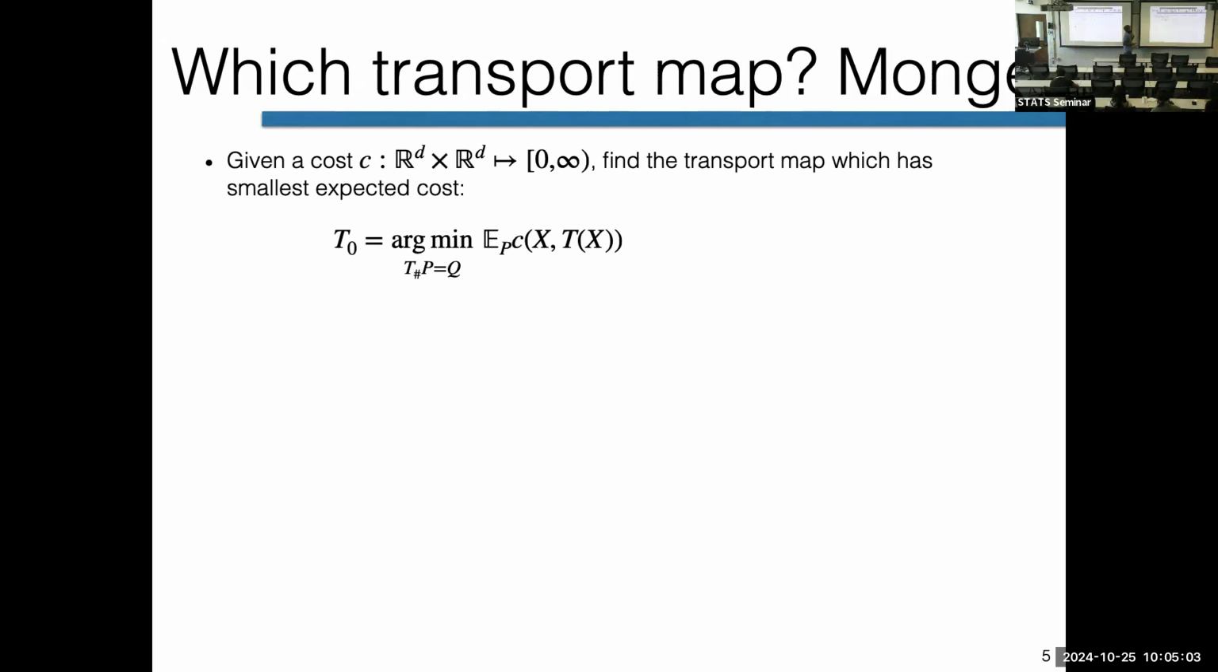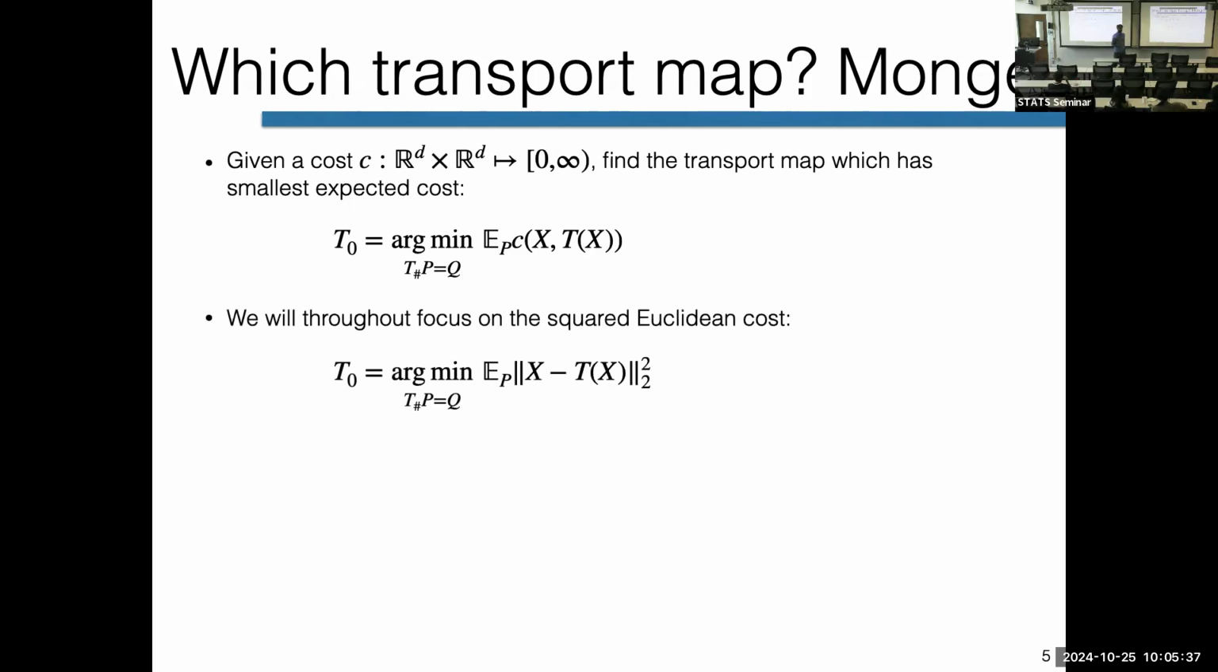And then you should find, so okay, this is a cost for moving one point to another. And you can ask for a transport map which has smallest expected cost. So this is what the problem he formulated was, that you should define this thing. It's called the optimal transport map. It is the transport map, so it's a valid transport map in the sense that it pushes P onto Q, and it has minimum expected cost. So this cost you should think of as I'm taking points x and moving them to T of x, so what is the cost of that displacement?